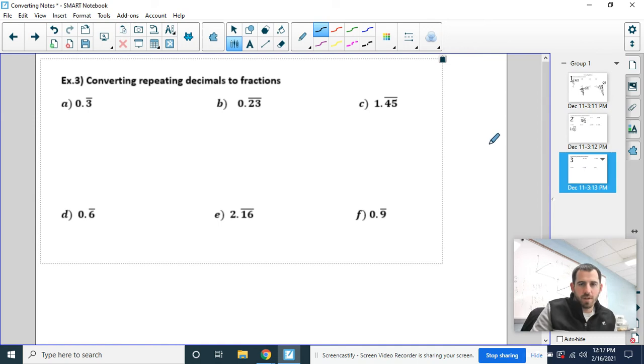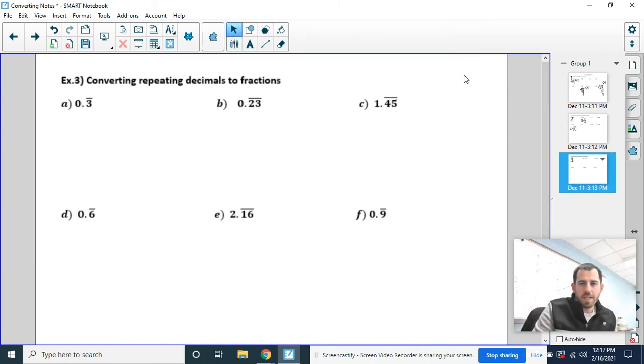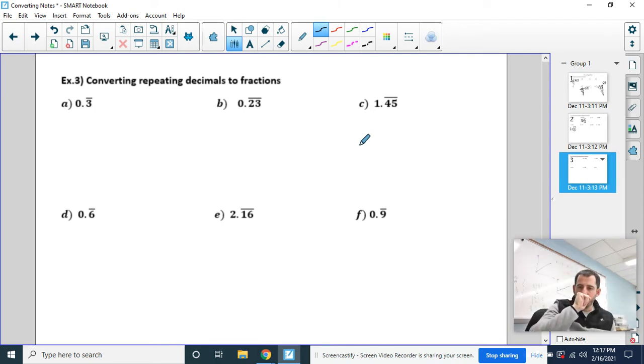Example 3, converting repeating decimals to fractions now. Okay. A couple of these are a little bit different. Now, there's this crazy fancy way of showing it, which I'm going to kind of show you here. At some point, you'll need to know how to do it. For now, it's not the end of the world if you don't know how to do it.